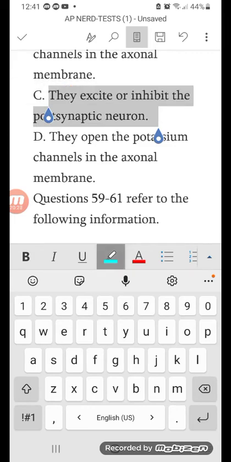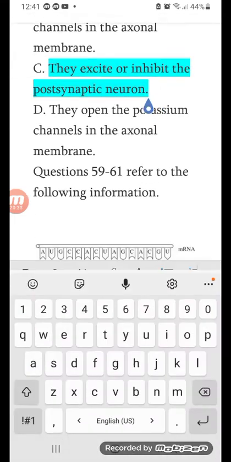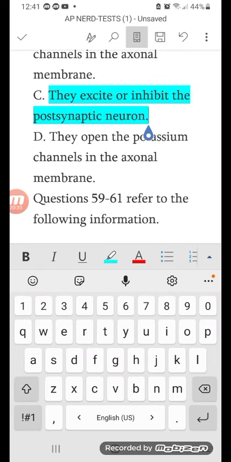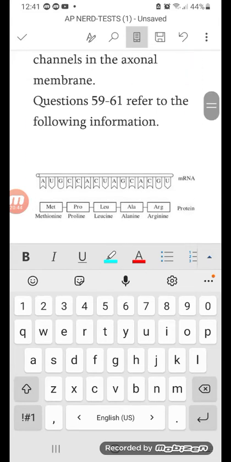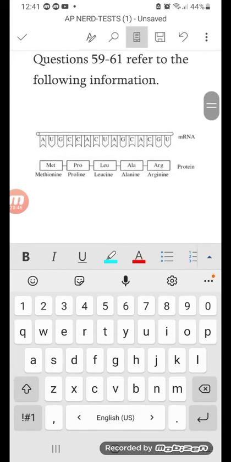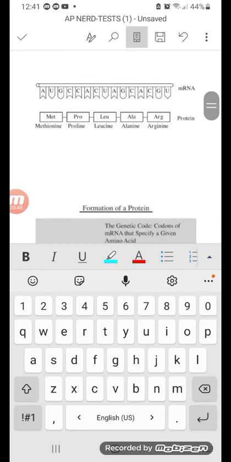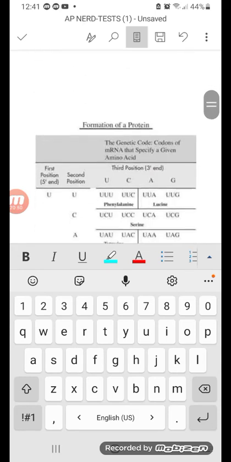After the excitement, yes, a cascade mechanism of permeability of the axonal membrane will happen, but their job is to go from presynaptic cleft to postsynaptic cleft, and that's it. Let's do questions 59 to 61, the first following information. I'm gonna do these two questions now.